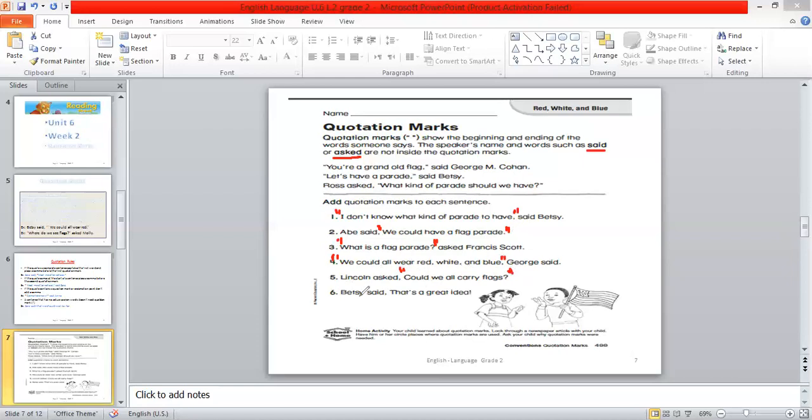Okay. Number six, Betty said, that's a great idea! I also have an exclamatory sentence here. This is an exclamation mark. So I told you when we have a question or exclamation mark, we don't need to add commas. Okay, but we are going to write the quotation mark at the beginning and also at the end. Okay, is it clear? Now I'm going to show you the answers.